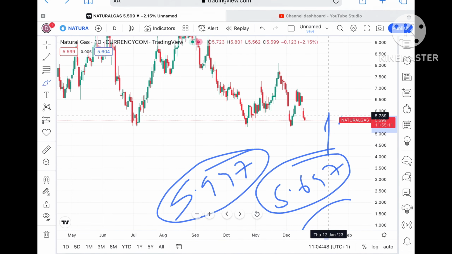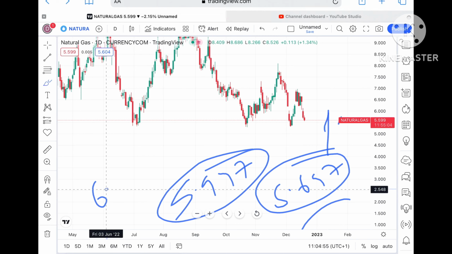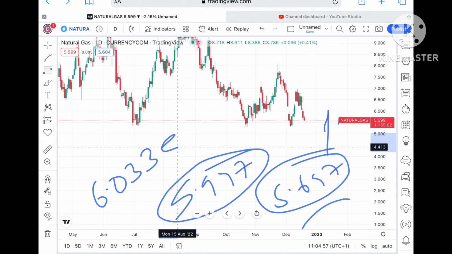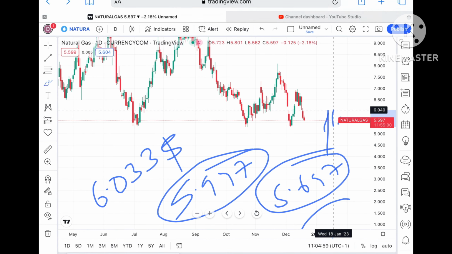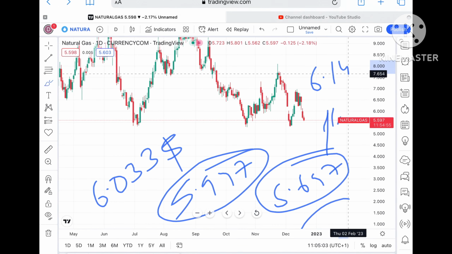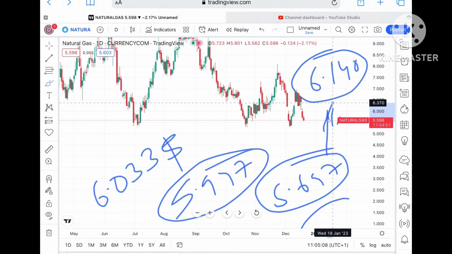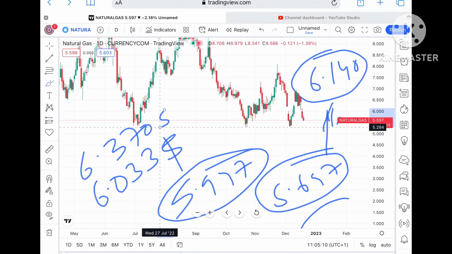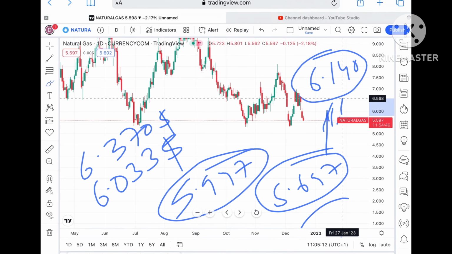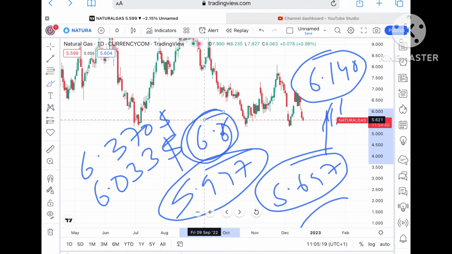Suppose the price moves above that level, chances are high that it can go further upside, and a probability of touching a level of $6.03 is there. If it sustains above that range, it can go and touch a level of $6.140, and from there it can go towards a level of around $6.370. Once the price sustains above that level, it can go towards a level of around $6.6. 6.6 is again a resistance, which is already a weak resistance.